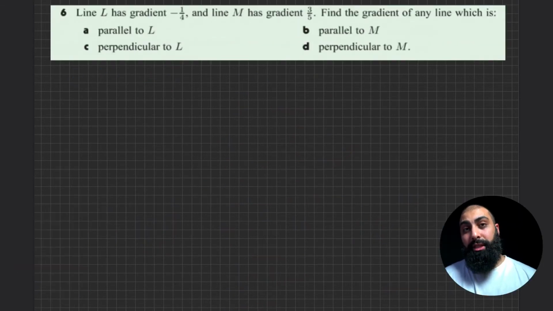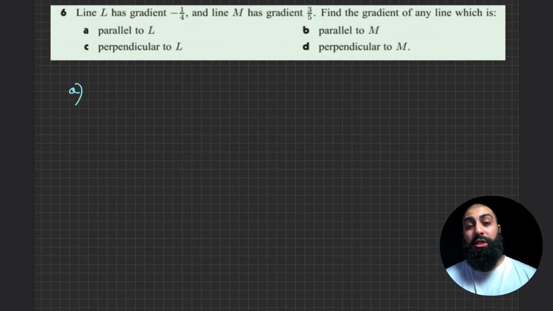Okay, so question 6 talks about parallel and perpendicular lines. It says line L has a gradient of -1/4 and line M has a gradient of 3/5. Find the gradient of any line which is parallel to L, parallel to M, perpendicular to L, and perpendicular to M. Okay, so pause the video and try it for yourself and then play, and I'll show you the solution.